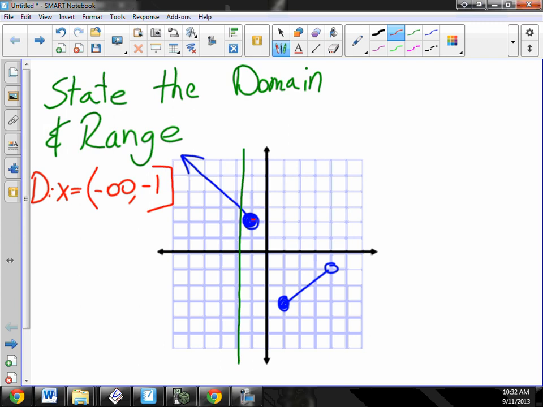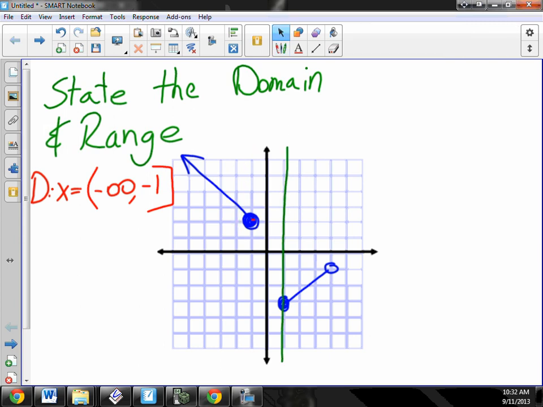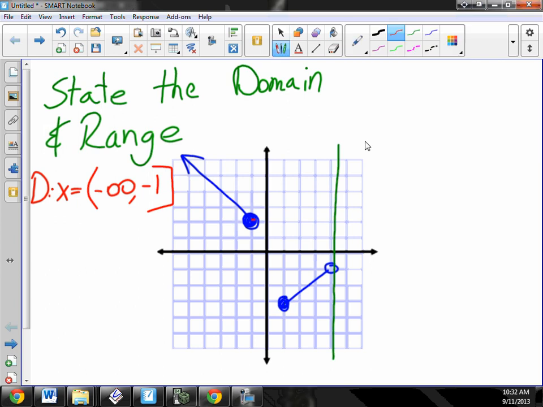So for this piece on the right, we start at 1 and we end at 4. So from 1 to 4, is 1 included? Yes, so it's a bracket. Is 4 included? No, so it's open.